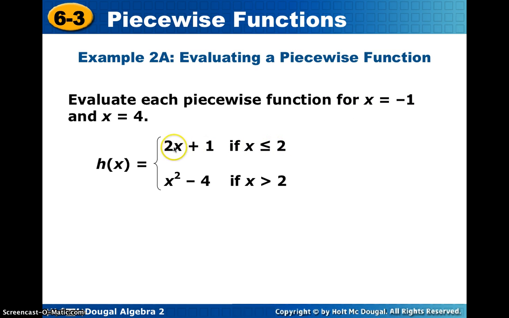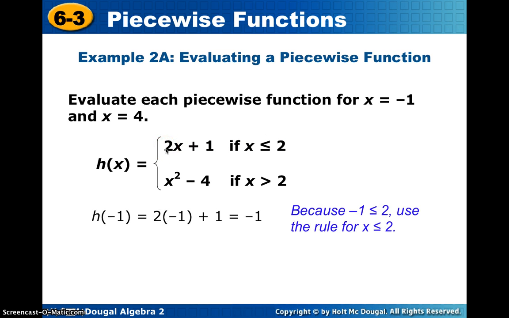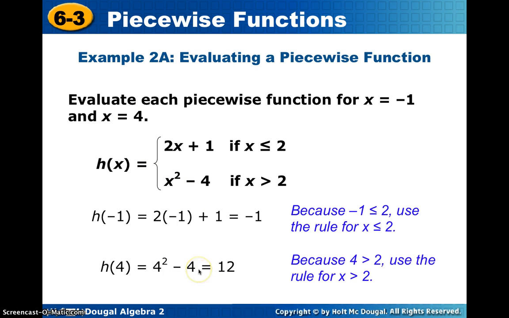So we're going to plug -1 into x on the first piece. So we would have 2 times -1 plus 1, which gives us h of -1 to be -1. If we're evaluating x equals 4, since 4 is more than 2, we're going to use the bottom function. So we're going to plug 4 into the bottom function and have 4 squared minus 4, which gives us 12.